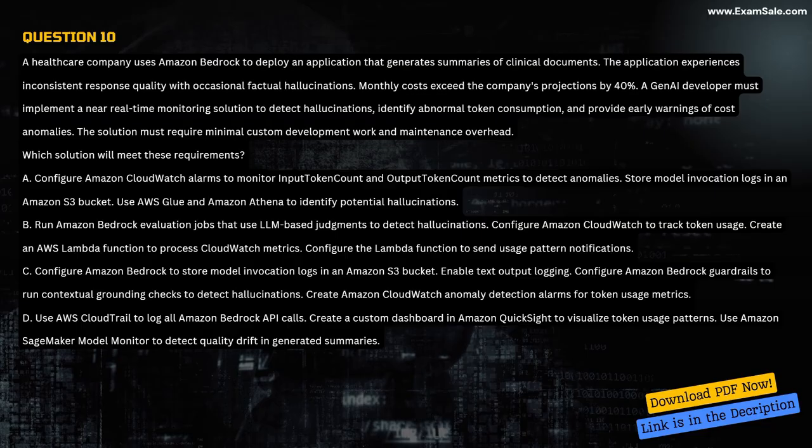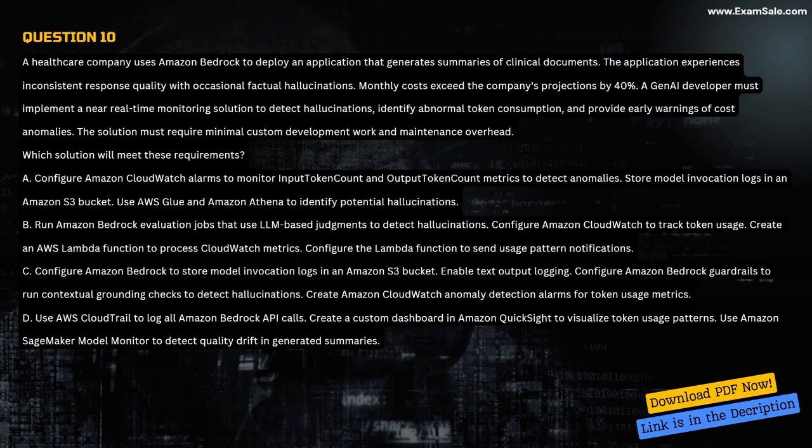B. Run Amazon Bedrock evaluation jobs that use LLM-based judgments to detect hallucinations. Configure Amazon CloudWatch to track token usage. Create an AWS Lambda function to process CloudWatch metrics. Configure the Lambda function to send usage pattern notifications.